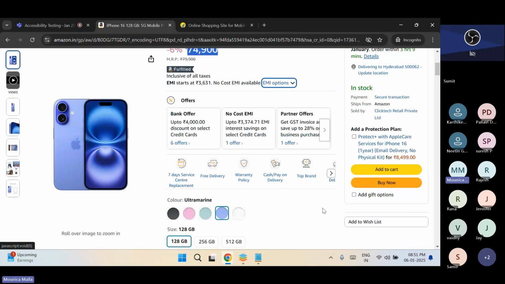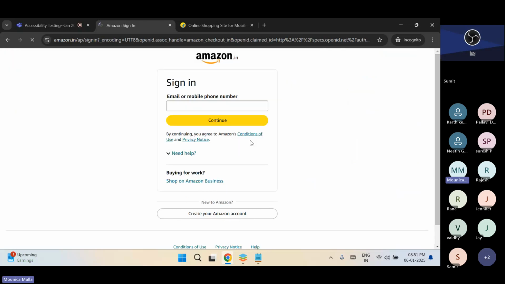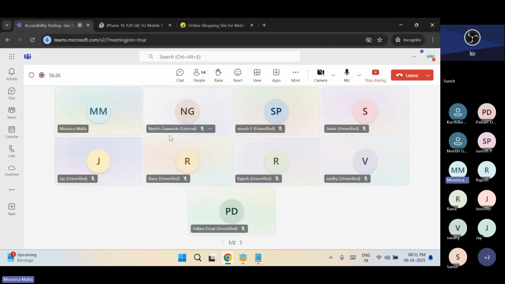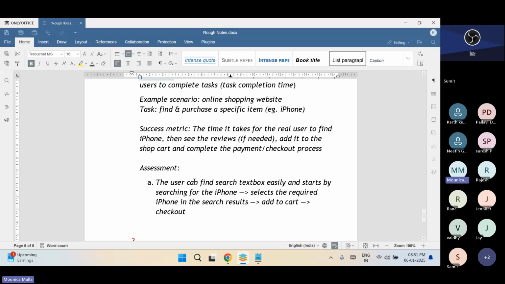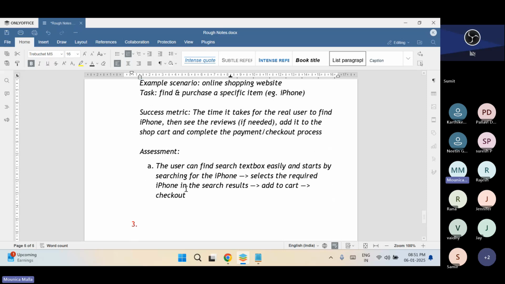Step 1, search for your phone. Sorry, step 1, search for the phone. Step 2, click on the phone of your choice. Step 3, purchase it. That's what I'm doing. When I click on buy now, it will ask me to purchase it right away without any additional or unwanted steps. That is how efficiency is defined by Amazon for them. And this is how the user can assess it.